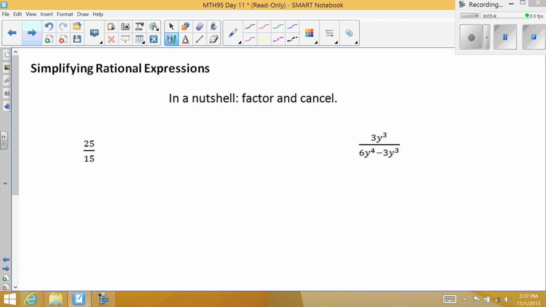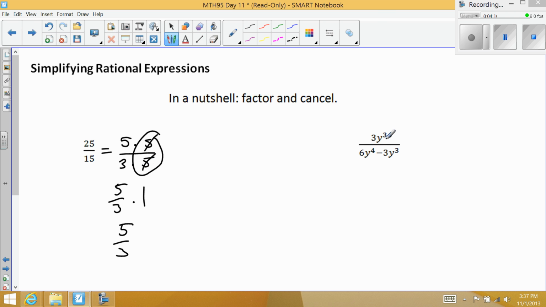Simplifying rational expressions, basically factor and cancel. So going back to our old friends, the numbers, fractions, we can factor 25 to 5 times 5, 15 factors to 3 times 5. The formal way of doing this then is that 5 over 5 is equal to 1, and the expression reduces down to 5/3. Most of us are a little lazy and we just cancel out those 5s. But we do have to factor before we can cancel.